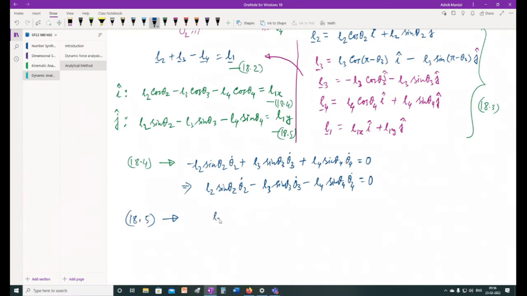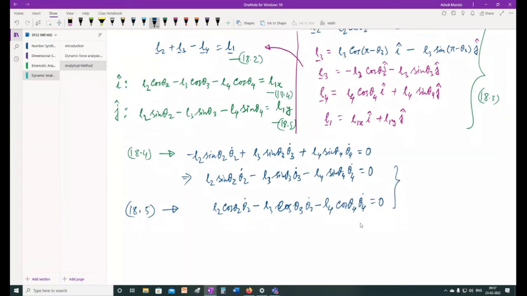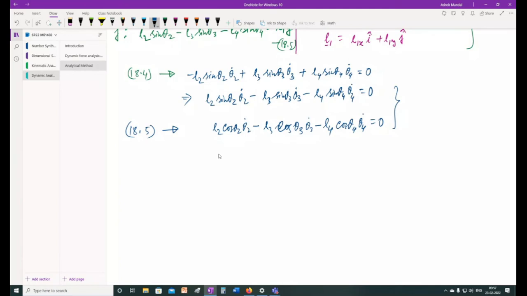L2 cos theta 2 theta 2 dot, minus L3 cos theta 3 theta 3 dot, minus L4 cos theta 4 theta 4 dot. Right, now we have these two equations. Let us put these two equations in matrix form. I want to write them in terms of theta 2 dot, theta 3 dot, and theta 4 dot. This equals, on the right hand side, zeros. What should I write here in this matrix?